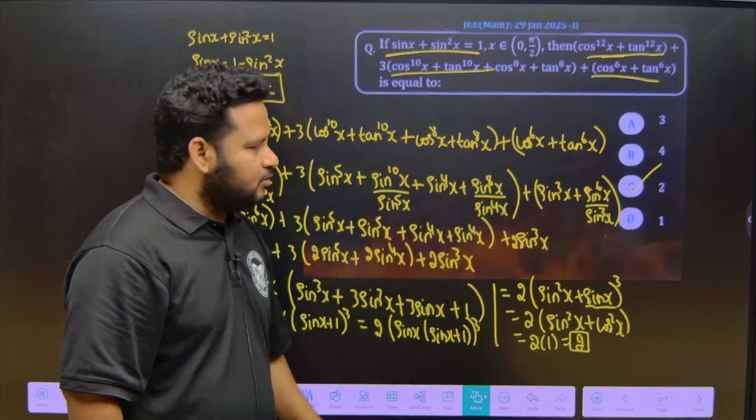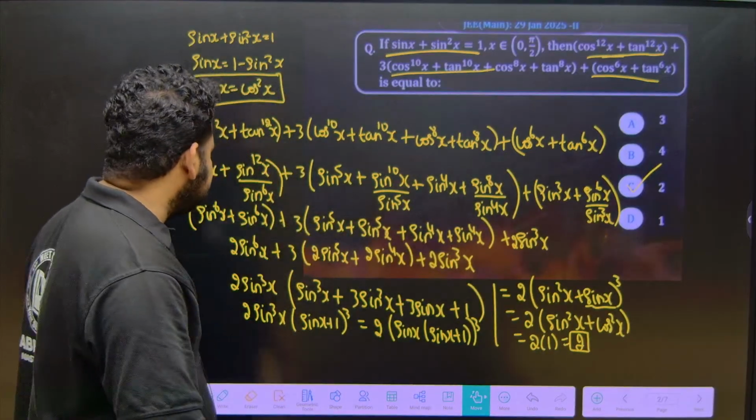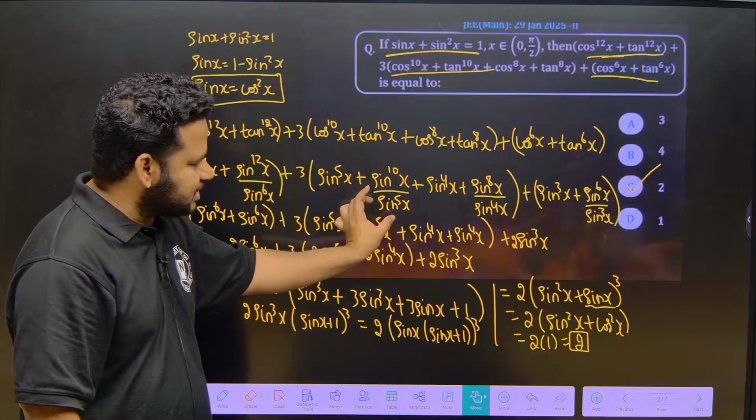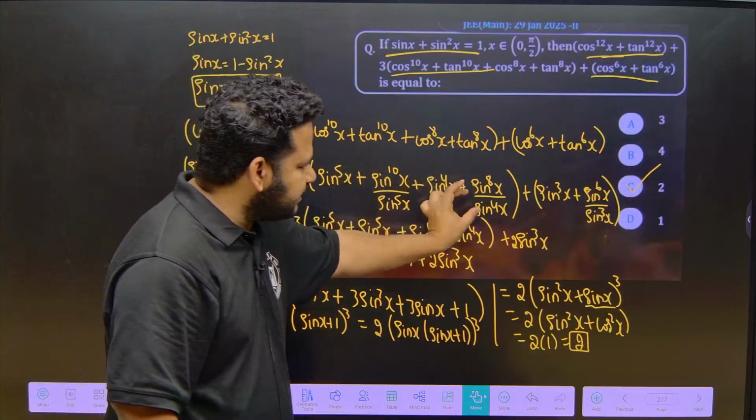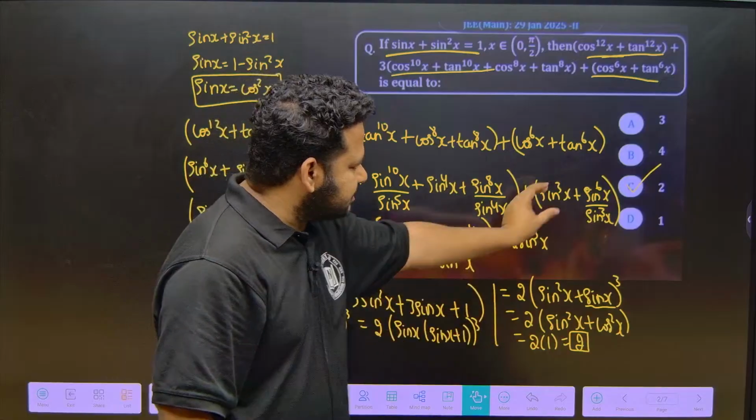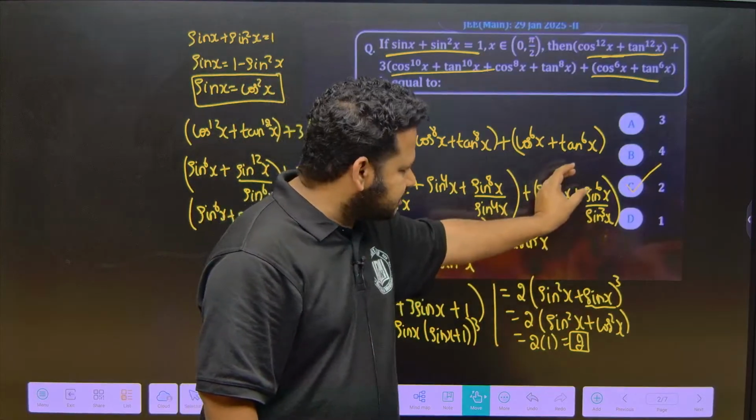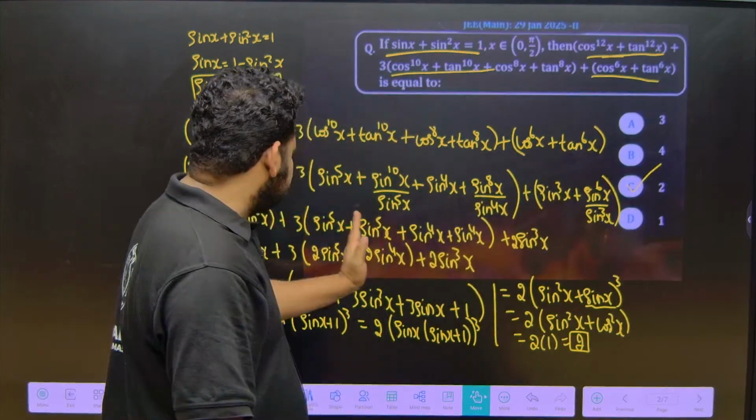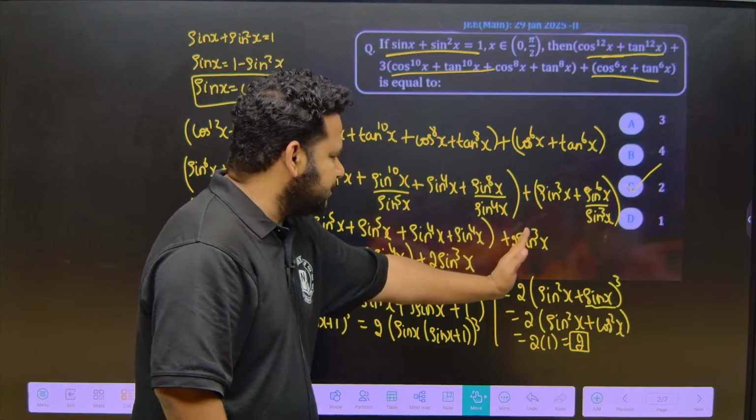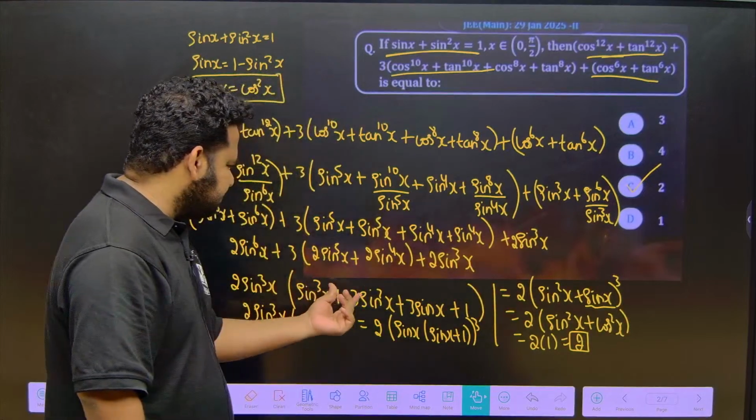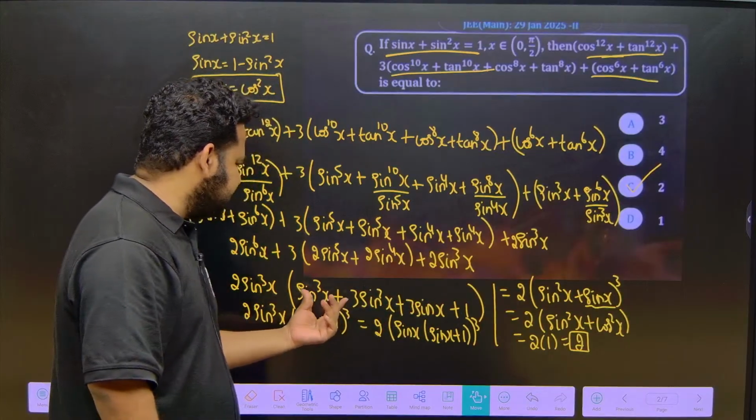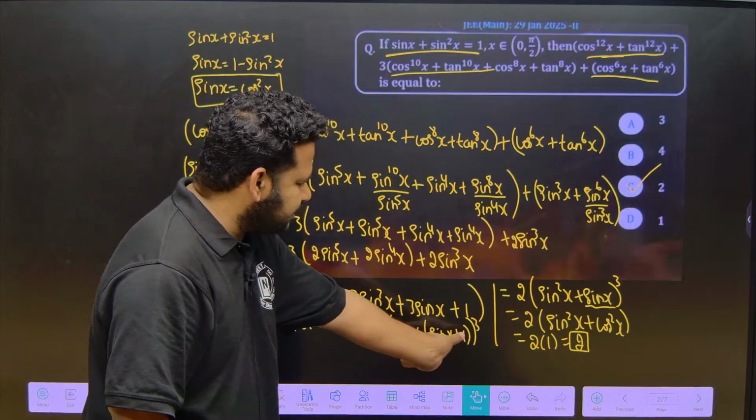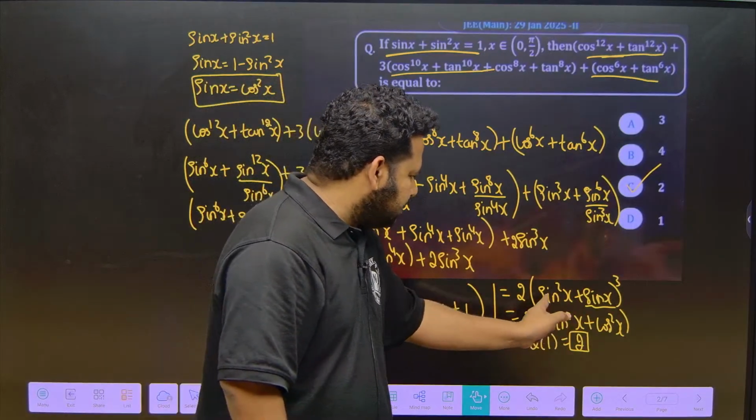Then tan in terms of sin and cos I have written. Sin power 12x by sin power 6x will become sin power 6x, sin power 10x by sin power 5x will become sin power 5x, sin power 8x by sin power 4x will become sin power 4x, and sin power 6x by sin power 3x will become sin power 3x. Then I simplified this and took 2 sin cube x common, so I get sin cube x plus 3 sin square x plus 3 sin x plus 1, which is equal to sin x plus 1 whole cube. Then I put everything under cube.